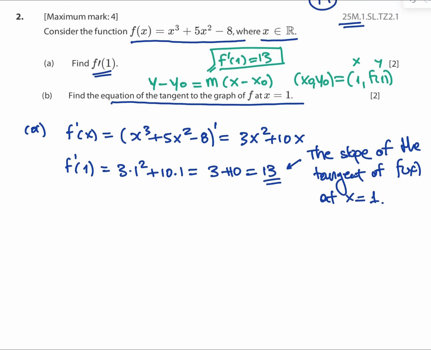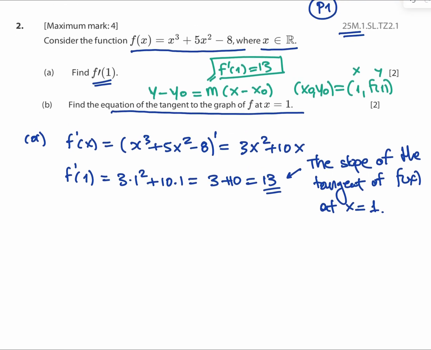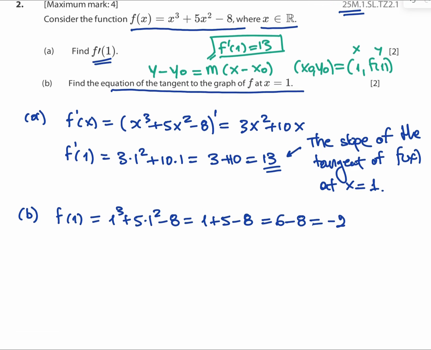What's missing is to find the corresponding y coordinate for x is equal to 1. So for part B, we're going to carry on with the f of 1, not the derivative. The f of 1, which is going to become 1 to the power of 3 plus 5 times 1 squared minus 1 minus 8. That's going to give us 1 plus 5 minus 1 minus 8, which is minus 3. So the point that I'm working with is essentially 1 comma negative 2, and the slope of the tangent at that point is equal to 13.